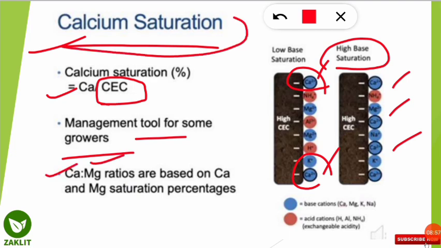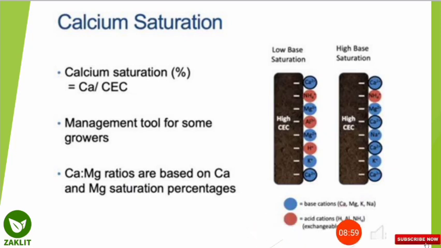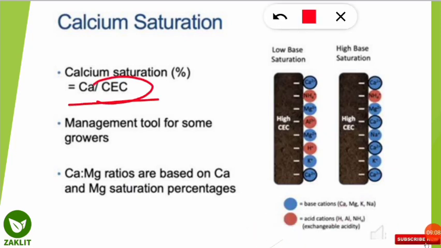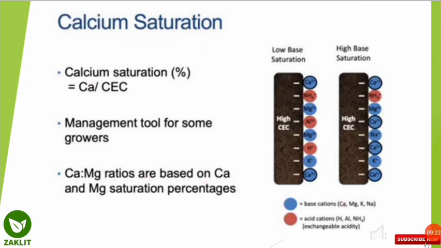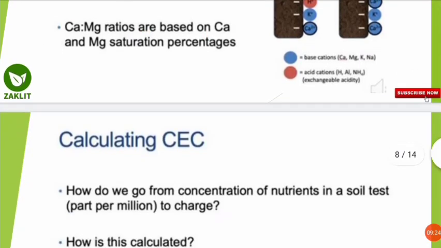For magnesium, if you want to calculate magnesium saturation, we can find out by dividing magnesium by CEC, that is cation exchange capacity. After that we can also find the calcium by magnesium ratio based on the calcium and magnesium saturation percentages. You can find the ratio between calcium saturation and magnesium saturation, which is also useful for analyzing the soil quality. Let's move to the next slide.